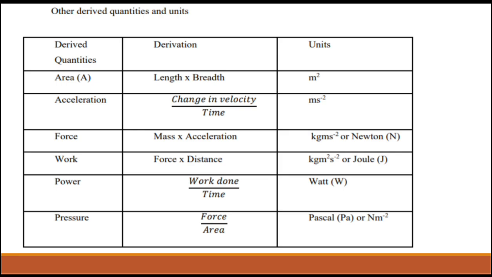The next one we're going to discuss is pressure. What is pressure? Pressure is the force acting perpendicular to the surface area of an object in contact. Pressure is denoted by letter P as well. So pressure is measured in Pascal or Newton per meter square. Pressure is a vector quantity because it has both magnitude and specific direction.